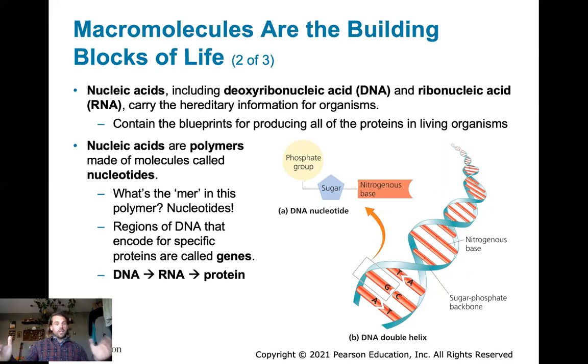So regions of DNA that encode for a specific protein, like my brown hair gene or your eye color gene, are regions of DNA that contain specific instructions for proteins that do stuff. In this case, the stuff is producing brown hair or whatever it is, okay?